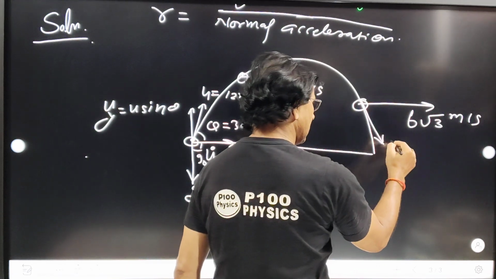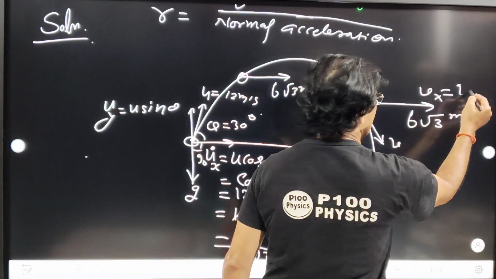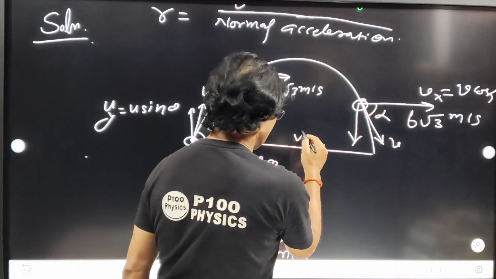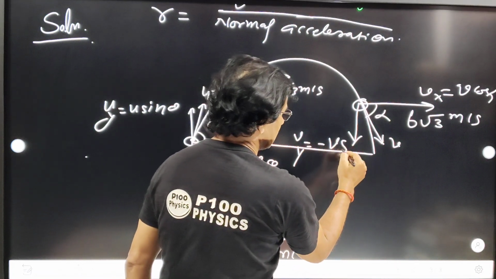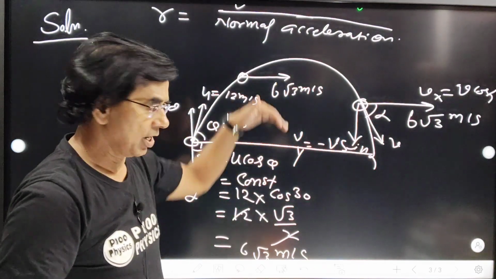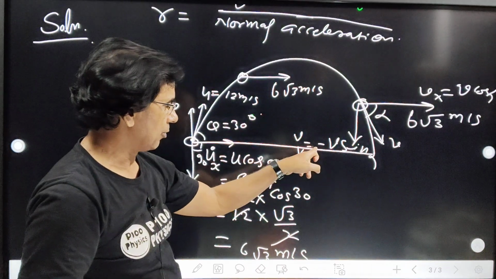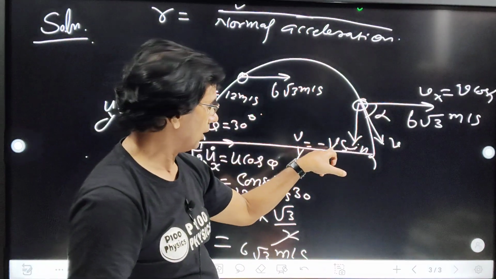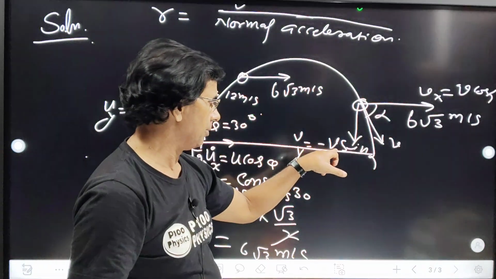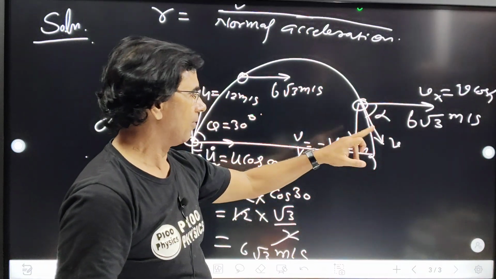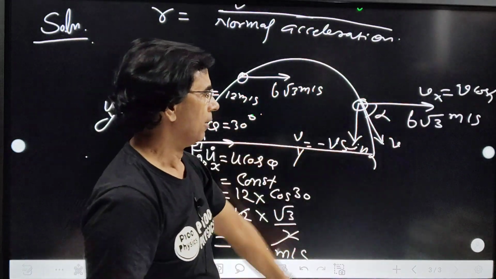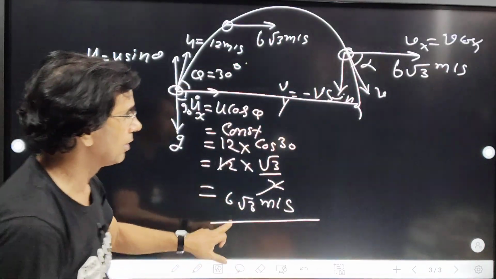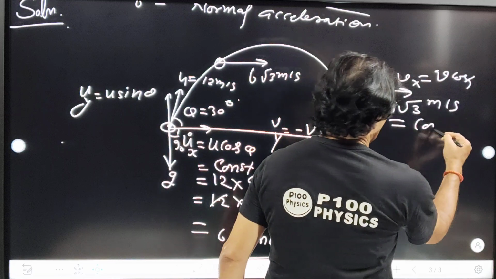Means the velocity is v here, and vx is equal to v cos alpha. Suppose this angle is alpha. And vy is equal to minus v sin alpha, because the direction has changed. Now the projectile is coming downward, and the vertical component was taken positive upward, so due to the opposite direction it has to take a negative value. But since you know that the horizontal component is always constant, this will always be constant.